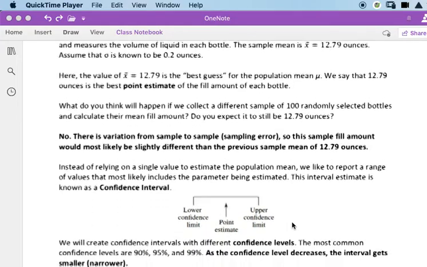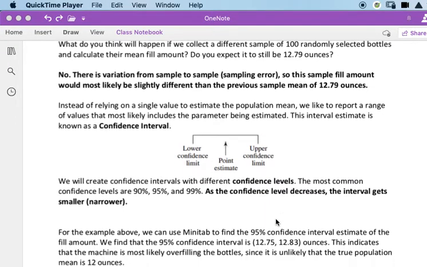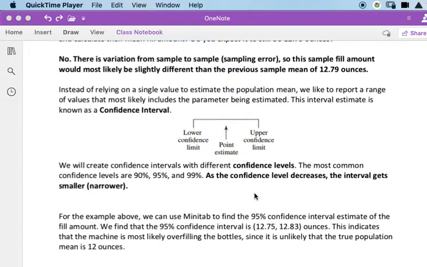So one thing that we can do is we might not want to rely on a single value or the point estimate. We might rather produce a range of values that most likely includes the parameter being estimated. So we could say that the population mean is between these two given numbers. And this range or interval is known as a confidence interval. With each confidence interval, there is an associated confidence level. And the confidence levels that we're going to see in this class are 90%, 95%, and 99%.